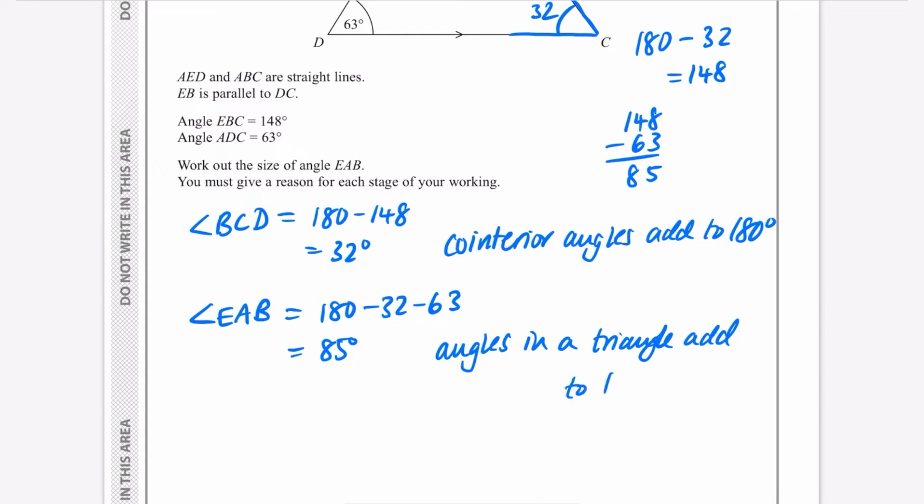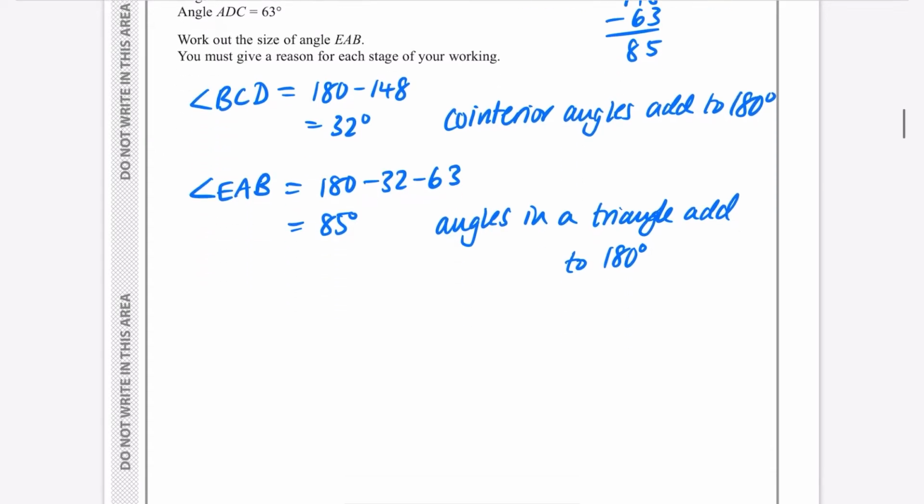And of course, there are other ways you could do this one. This is just the way that I see this one actually working.